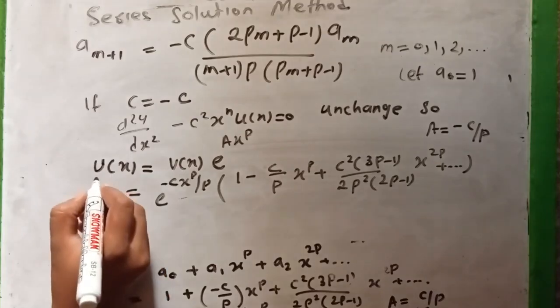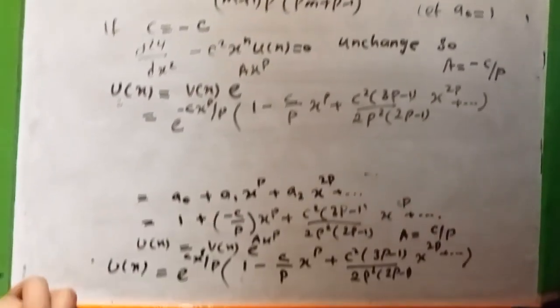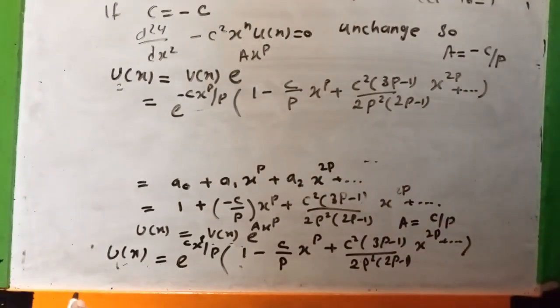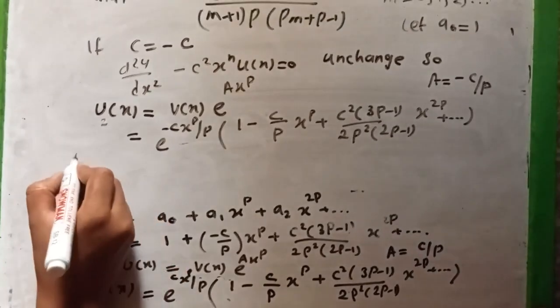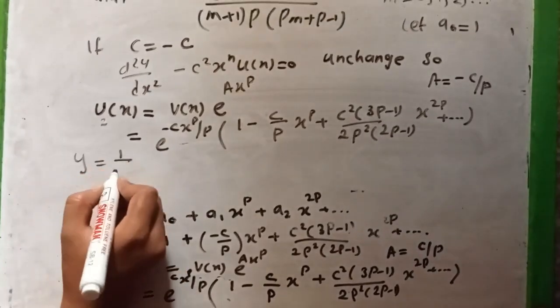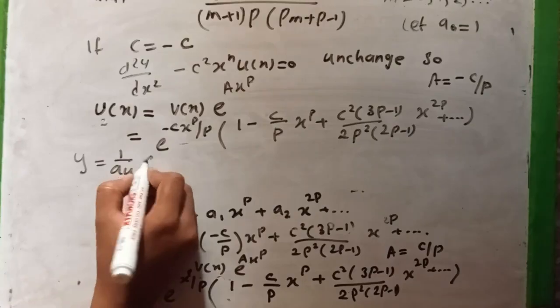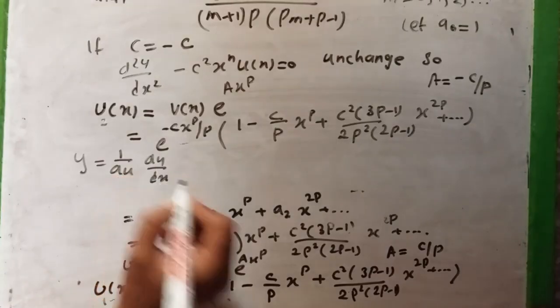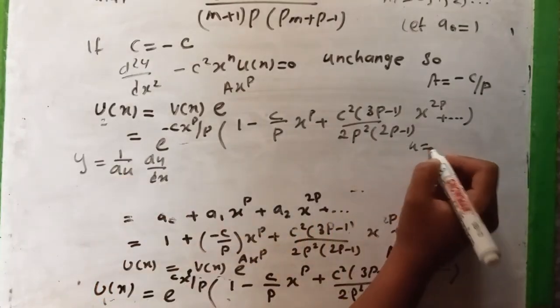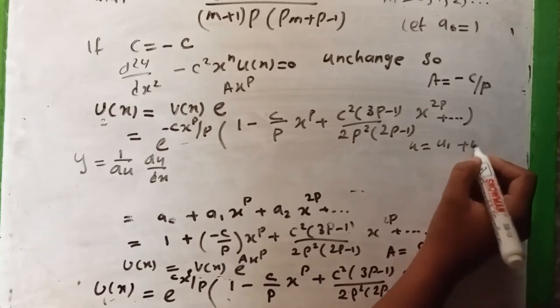We call this u2 and this is u1, and we have considered y is equal to 1 over a u du over dx, and u is equal to u1 plus u2.